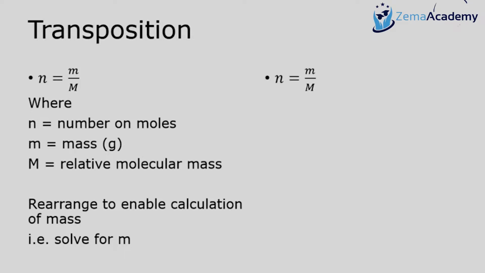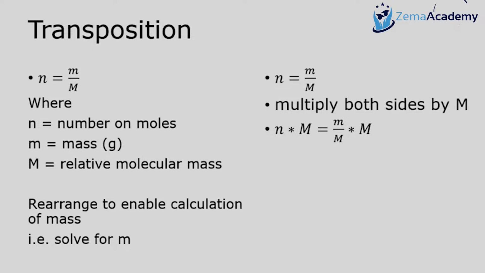So how do I do that? Well, I start with n equals m over big M. I'm now going to multiply both sides by the big M, because I want the little m by itself. So I have n times big M on the left, and m over big M multiplied by big M on the right. The big Ms on the right cancel, M over M is 1, and that means that I have little m equals n times big M.